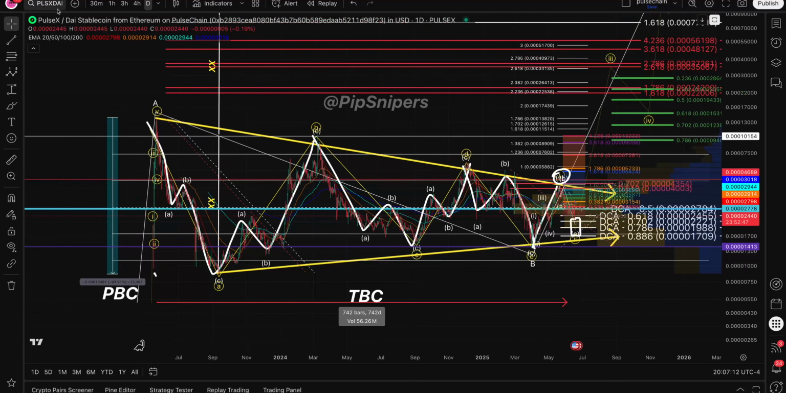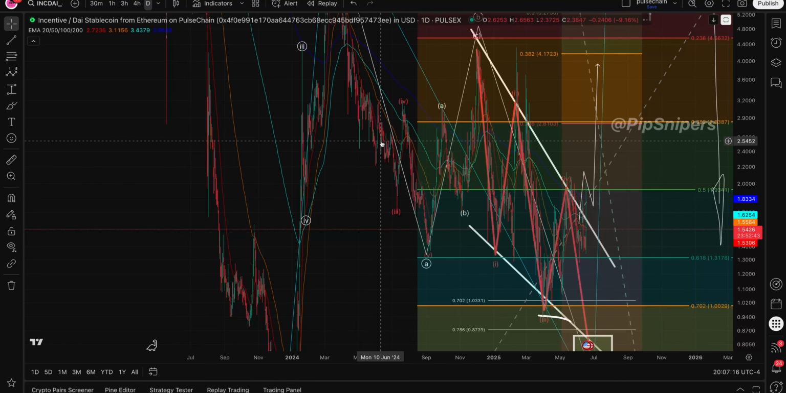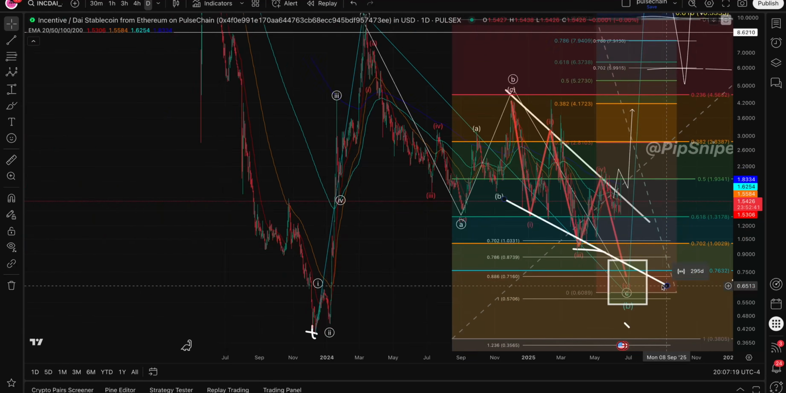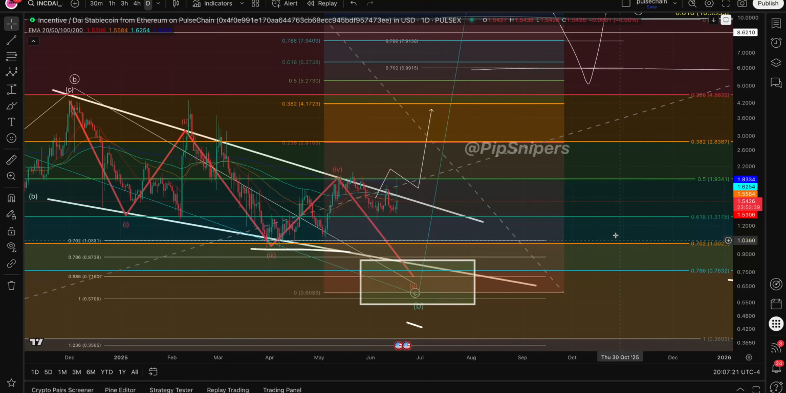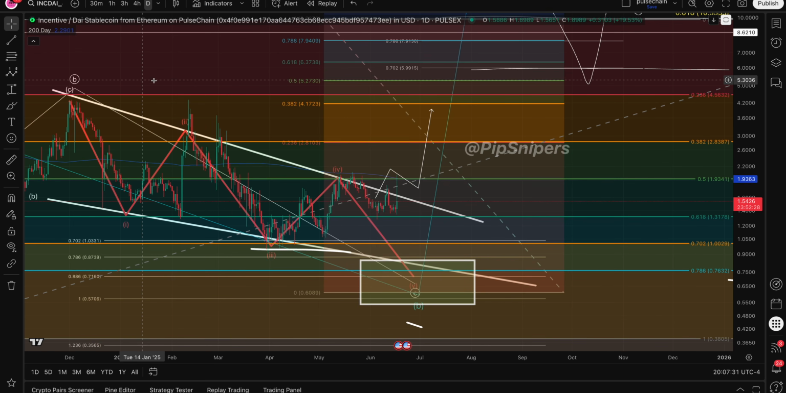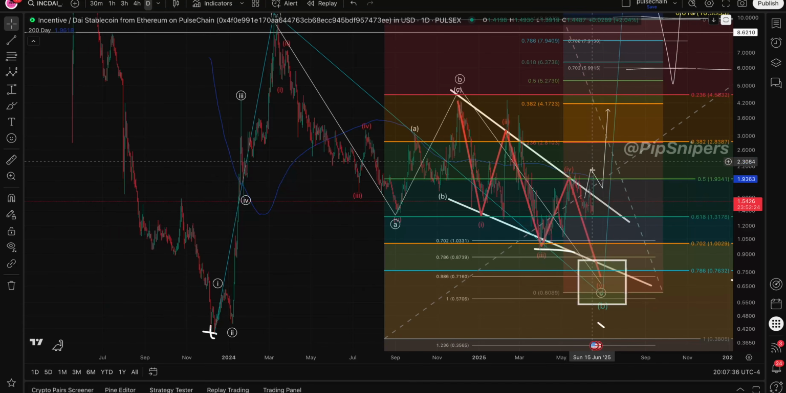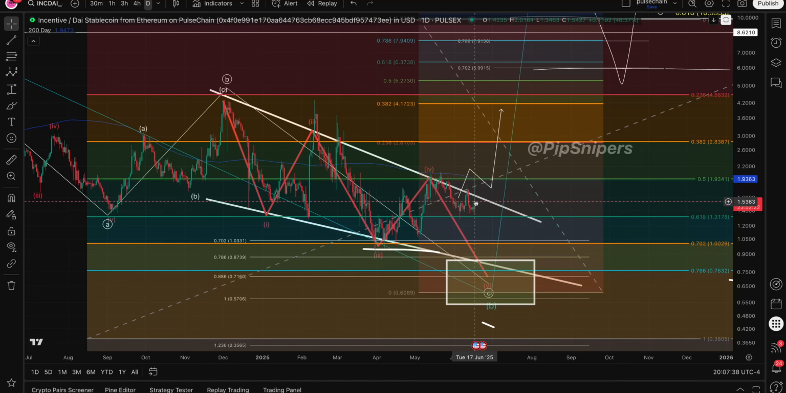Okay, now taking a look here at incentive token, we can see over here that it does look like we had a pump today, but the pump just came up to the 200 EMA. Let me check this out. Yeah, it just came up to the 200-day moving average right there. So it was a fake pump today, and then we retracted back into the falling wedge range. We actually hit the 50% fib here.